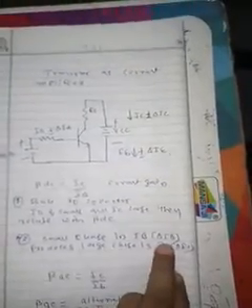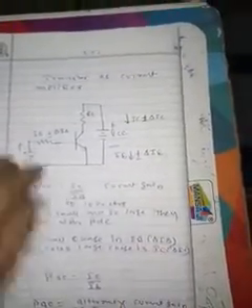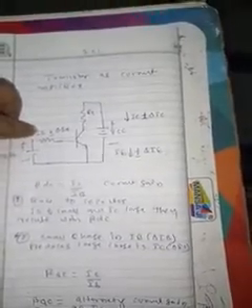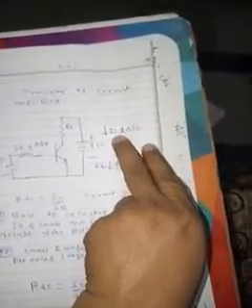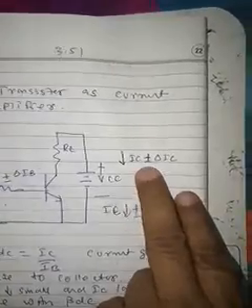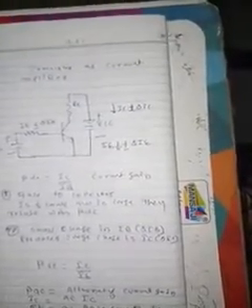So a small change in IB, nothing but the delta IB, a small change. If you are changing the input current at the base, that small change in the base causes a very large change of the current in IC, the collector current. So that is the concept here. That change in the base current and the change in the collector current is given by one more equation called beta AC, that is equal to delta IC by delta IB.